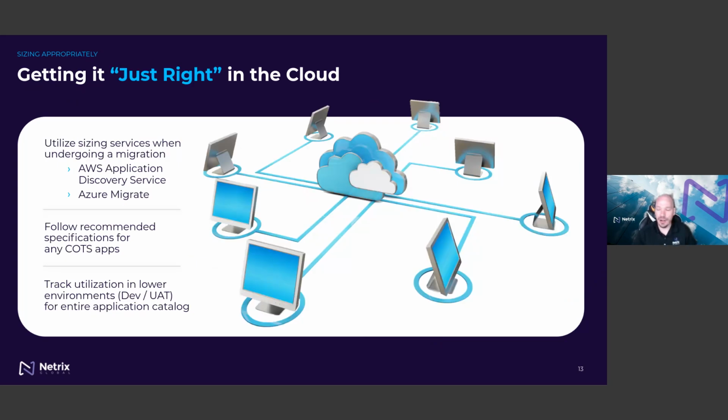So when you're undergoing a migration, we highly recommend the usage of some of the built-in tools to get this sizing properly, as I mentioned before, either the AWS Application Discovery Service or Azure Migrate. So using these to assess the environment and get information on what the right size and what the right SKU for these virtual machines and EC2 instances is going to be. But at the same time, it also gives you an idea of what your cloud costs are projected to be.